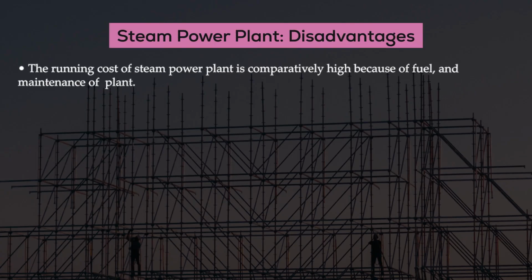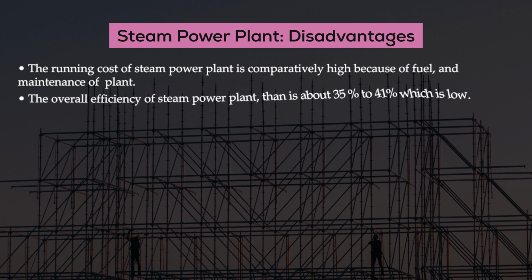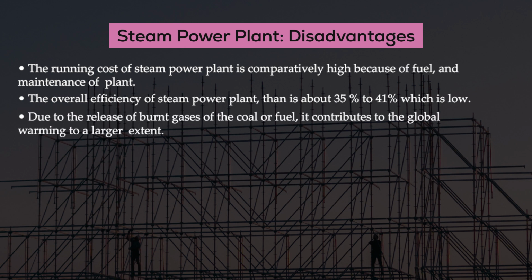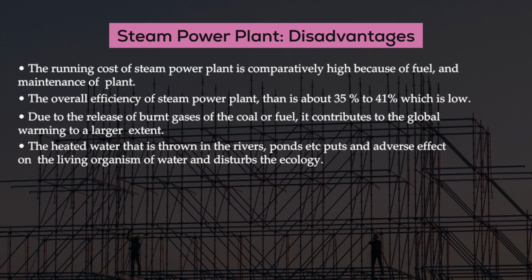Some disadvantages are also encountered during the production of energy using a steam power plant. The running cost of a steam power plant is comparatively high because of fuel and maintenance of the plant. The overall efficiency of a steam power plant is about 35% to 41%, which is low. Due to the release of burnt gases of coal fuel, it contributes to global warming to a larger extent. The heated water that is thrown into the river or pond has an adverse effect on the living organisms of the water and disturbs the ecology. Starting up the plant and bringing it into service takes more time.